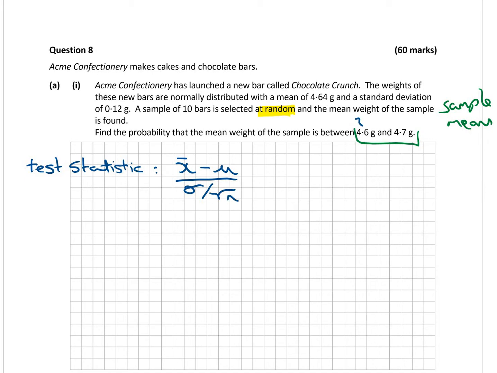Let's call this Z1, Z2. We're going to create two here. So Z1 is going to be 4.6 minus the mean, which is 4.64, over 0.12 divided by root 10. So we plug that into our calculator. We know that it's less than a mean, so it's going to have a negative z-score because you've got a negative number over a positive one. And that gives us the result of minus 1.054095.